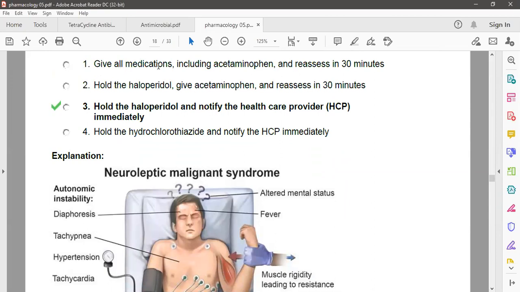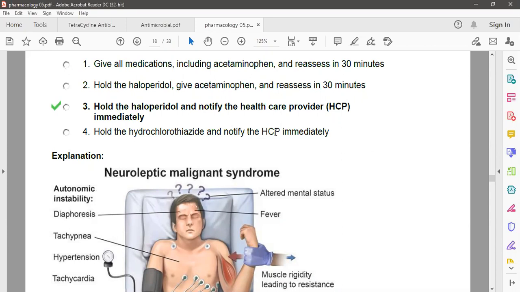Number 1, give all medication, including acetaminophen, and reassess in 30 minutes. Number 2, hold the haloperidol, a typical antipsychotic, and give the acetaminophen and assess in 30 minutes. Number 3, hold haloperidol and notify the healthcare provider immediately. Number 4, hold the hydrochlorothiazide and notify the healthcare provider.